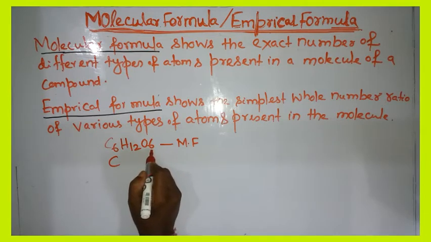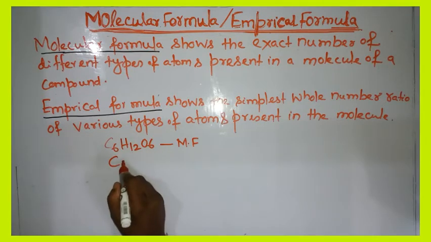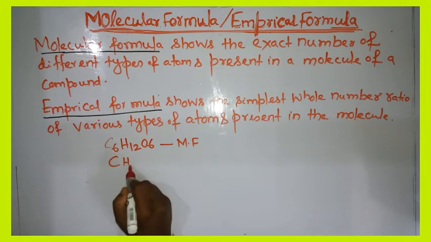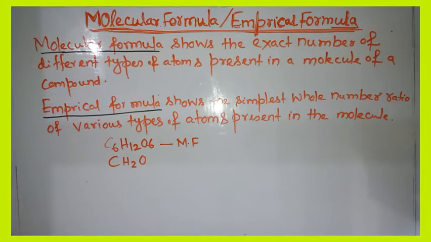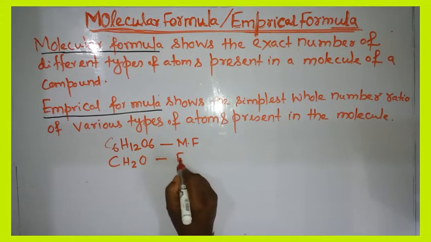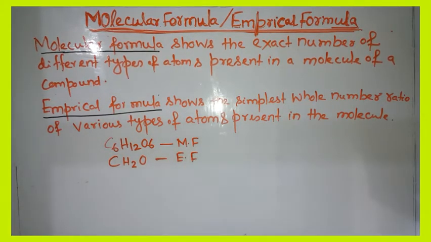इसमें सबसे छोटा है 6. सब में 6 डिवाइड कर देने के बाद क्या मिलेगा? इसमें 1 मिलेगा, ये मिलेगा 2, ये मिलेगा 1. This is the empirical formula, means simplest whole number ratio.